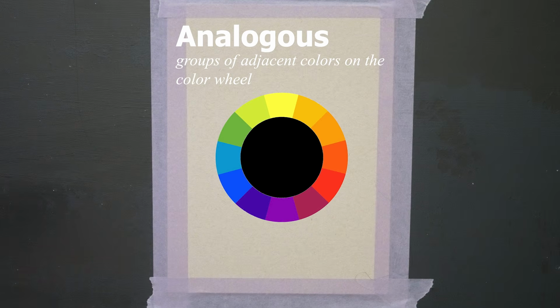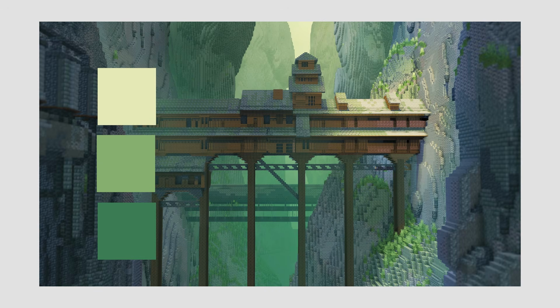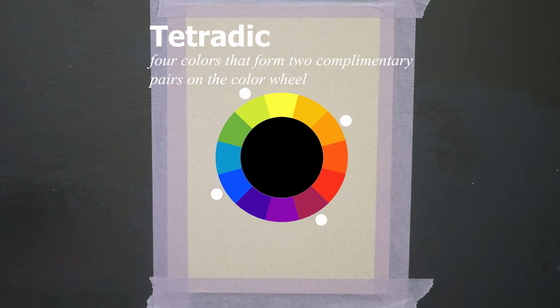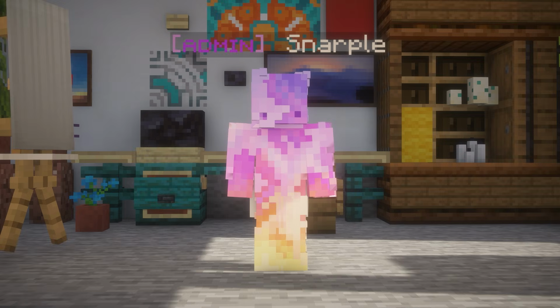Analogous color palettes are a group of 3 to 5 colors that are next to each other on the color wheel. These kinds of palettes are super common in like nature settings usually. Tetradic colors, also called square colors or double complementary, is exactly what it sounds like.